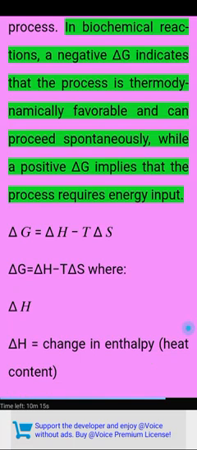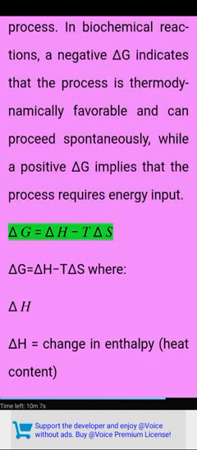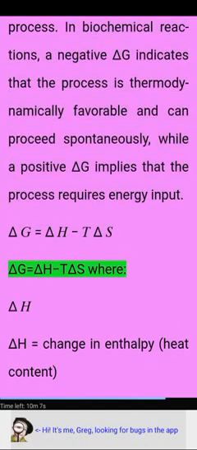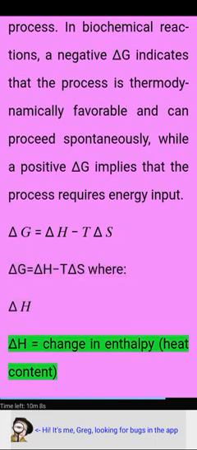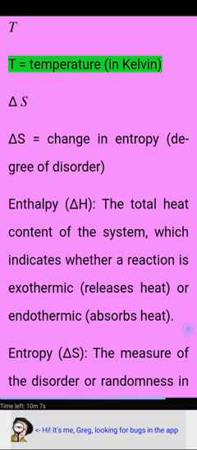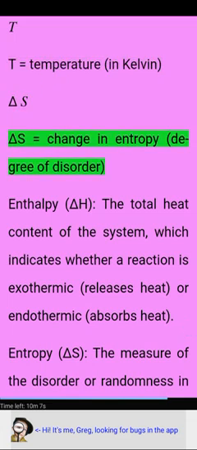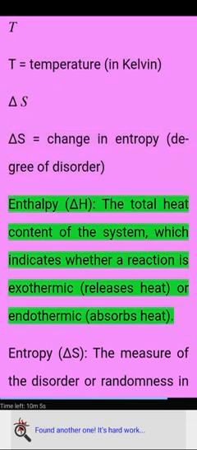In biochemical reactions, a negative delta G indicates that the process is thermodynamically favorable and can proceed spontaneously, while a positive delta G implies that the process requires energy input. Delta G equals delta H minus T delta S, where delta H equals change in enthalpy (heat content), T equals temperature in Kelvin, and delta S equals change in entropy (degree of disorder).